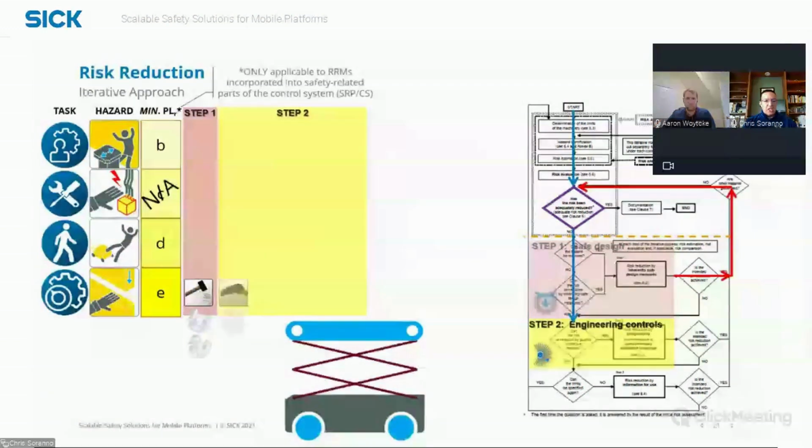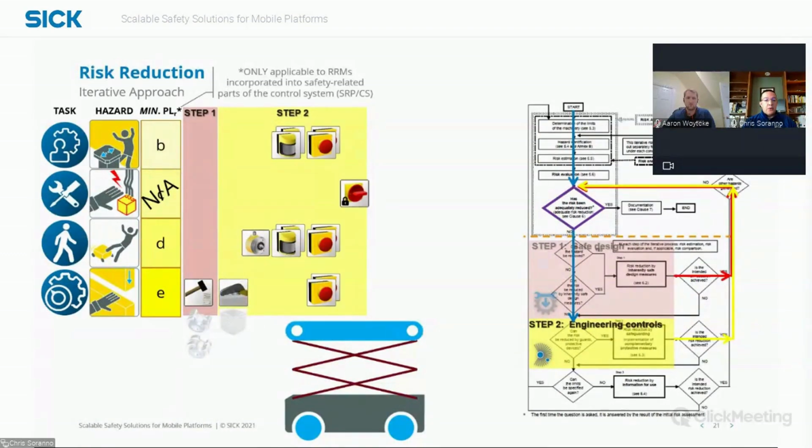Step 2, we look at all these individual risks. In some cases, we can apply guards. We can apply monitoring systems to reduce the speed. We evaluate the residual risk to determine is that sufficient or not. And if not, we continue through the process. We continue to look again at step 2. Are there other measures? Maybe we can use sensors to detect the presence of a person in the path of the mobile platform. We again evaluate the residual risk, determine if that's acceptable or not. And if not, then we continue to evaluate step 2 measures.